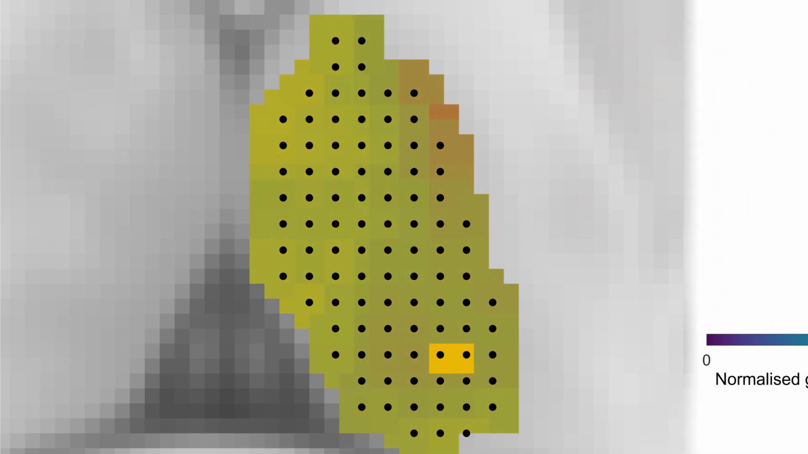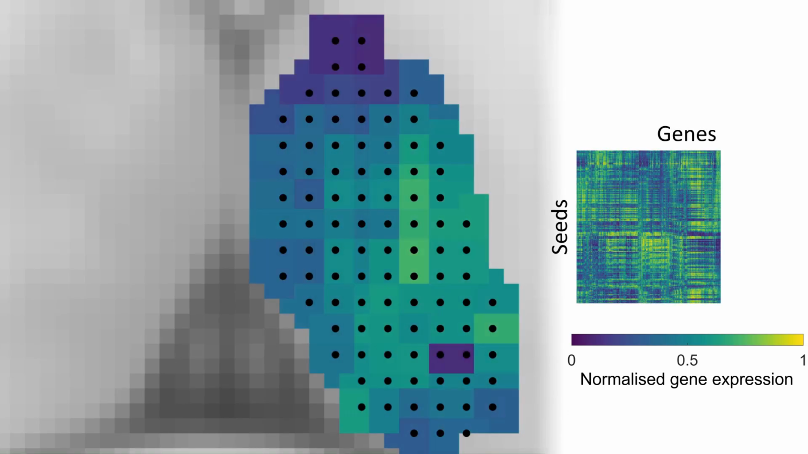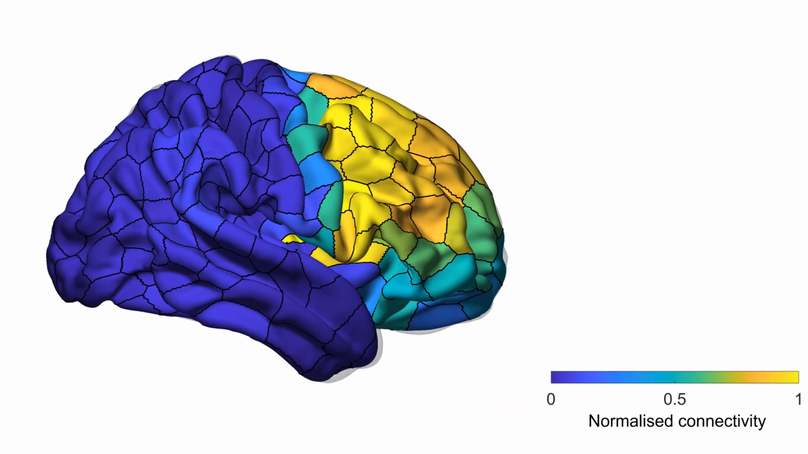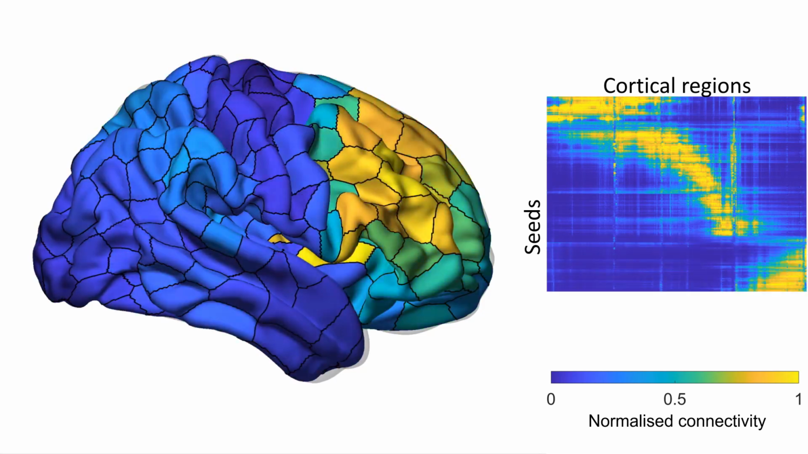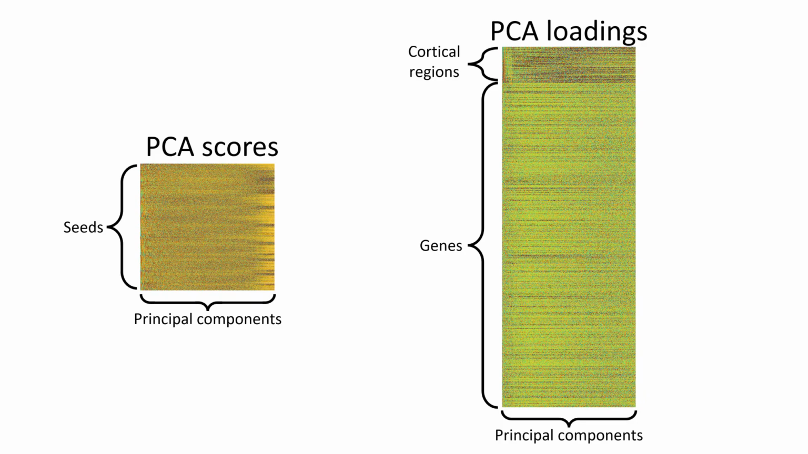We mapped gene expression data from the Allen Human Brain Atlas to each seed, building a matrix of seed by gene expression values. From each seed, we also conducted probabilistic tractography to 250 cortical regions, building a matrix of seed by cortical connectivity values. We combined this with the gene data and performed a principal component analysis, yielding a matrix of principal component scores, which tell us how strongly each seed relates to the underlying component, and principal component loadings, which tell us how strongly each gene and cortical region defined each respective component.